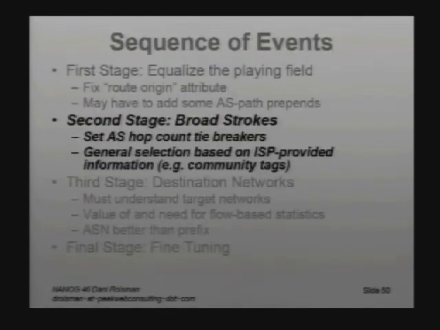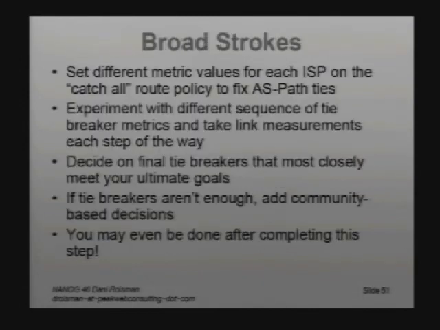There we go. Once we've completed our first stage, we have our second stage. These are some broad strokes. This is where we actually start doing some of the initial tuning. We're going to set those tiebreakers, and we'll do some additional general selection. The tiebreaker is that we're going to set a different metric value for each ISP on that catch-all policy that we initially wrote that set a metric of 0. Well, now we're going to change it to a different value. And you're going to have to experiment with different sequences of tiebreaker metrics and take measurements along the way.